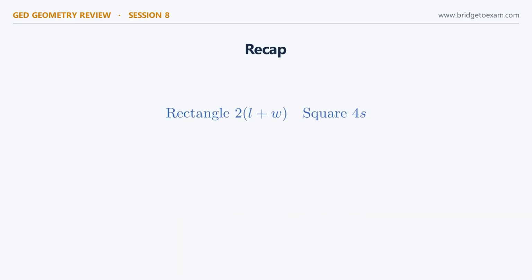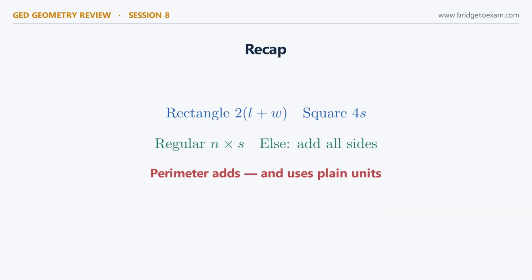To recap, perimeter is the distance around. Rectangle is 2 times length plus width. Square is 4 times the side. A regular polygon is sides times length. And everything else, you just add. Perimeter uses plane units.